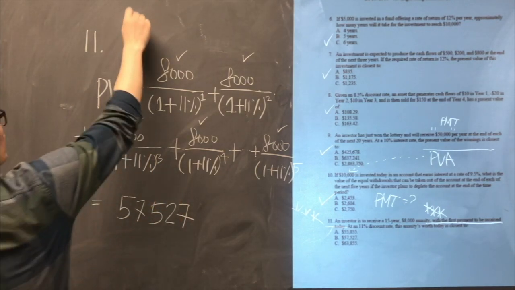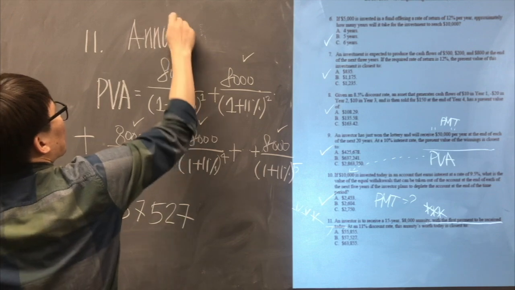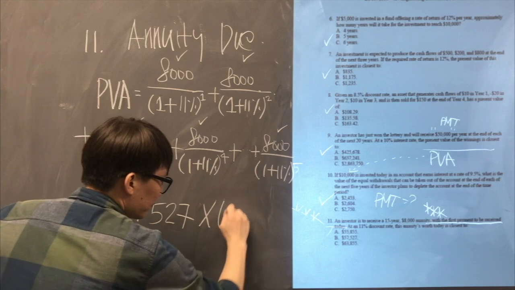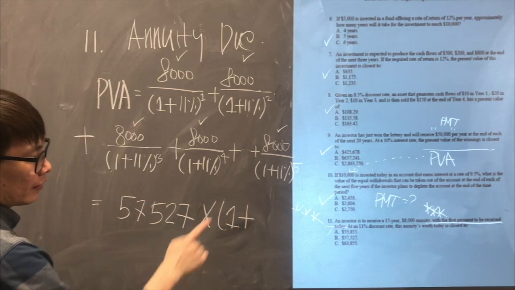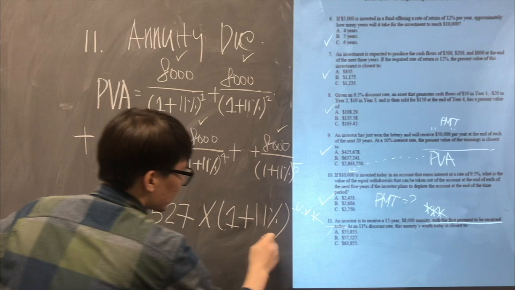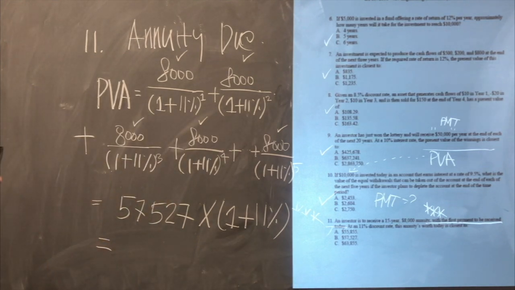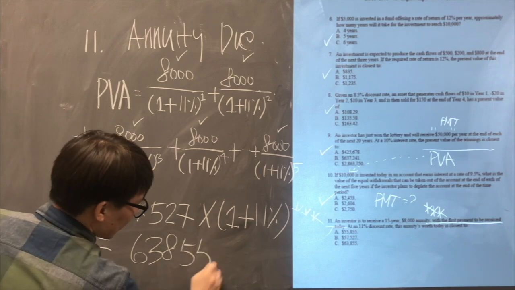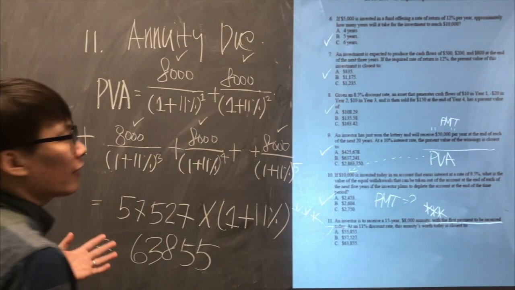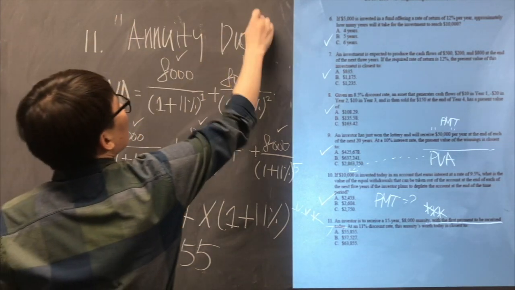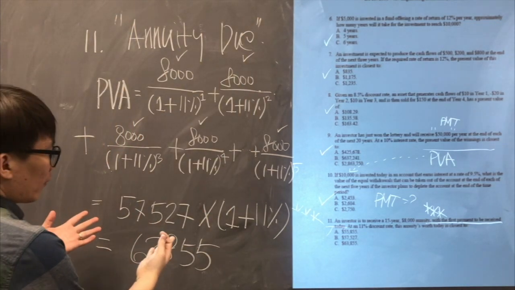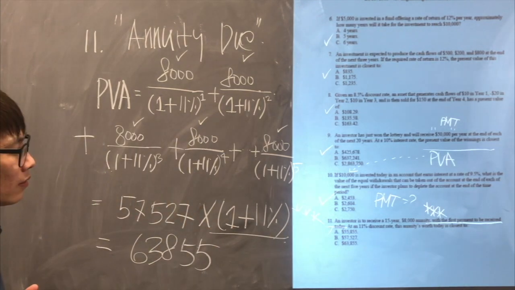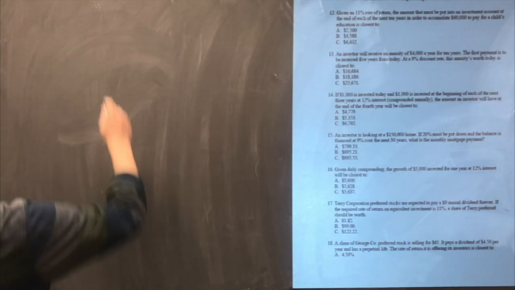We're talking about annuity due, so multiply by 1 plus interest. Simply stated, once you deal with an annuity due, figure out the annuity and multiply by one more interest factor. Sounds good? Good. Question number 12.